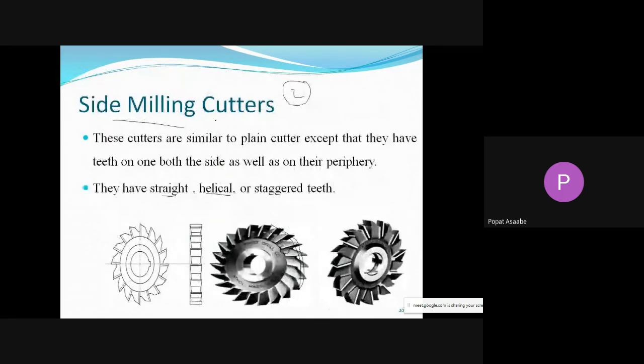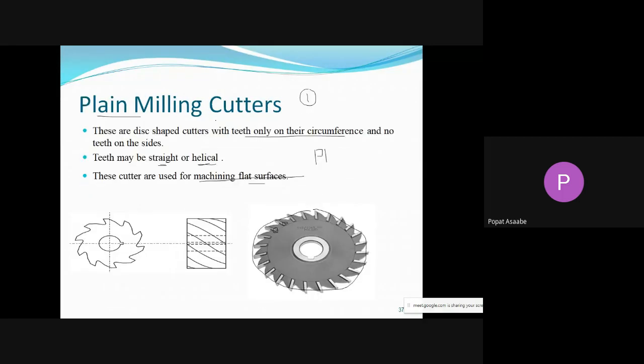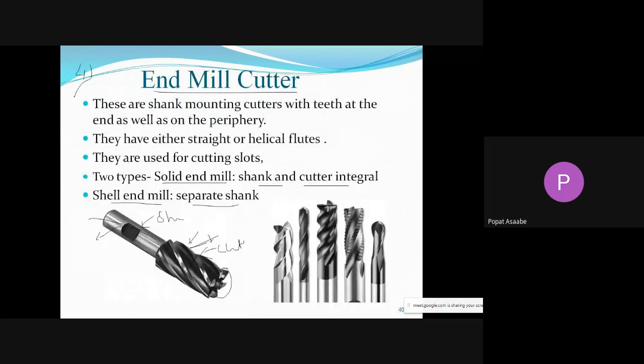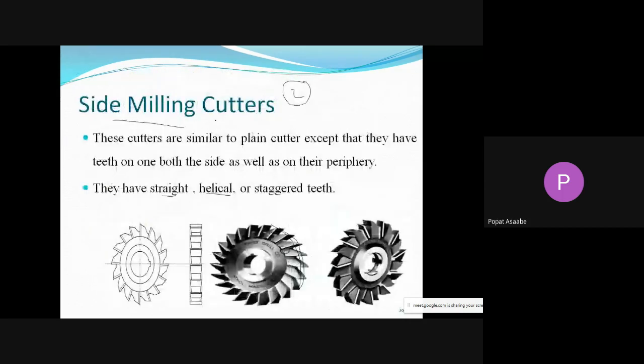This is about such types of milling cutters we can use on the milling machine. Whatever cutters we have seen, that is the plain milling, face milling, side milling, end milling, angular milling, form milling, with the help of all those cutters we can perform various types of operations on the milling machine. Okay, understood?